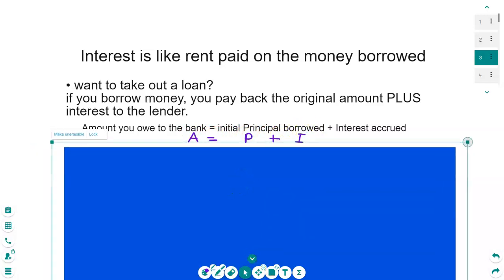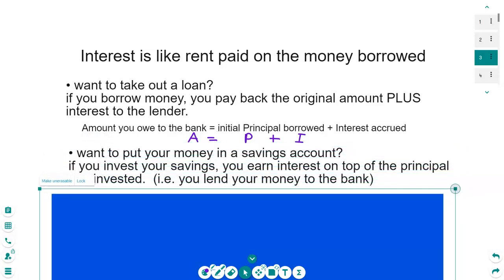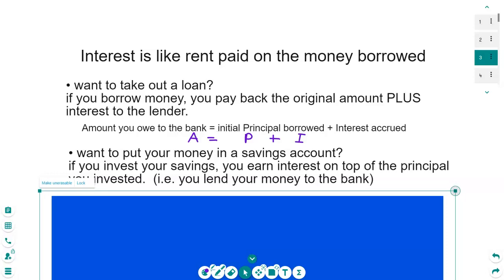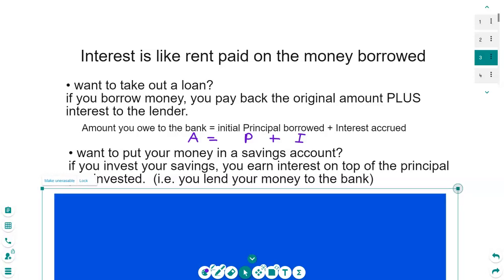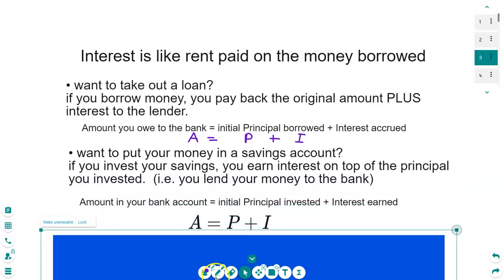Now, interest can also be good if you are investing. So if you put your money into a savings account, you can earn interest because you're lending that money to the bank. And that looks like this. So the amount in your bank account at any time is the initial principal you invest plus the interest earned. And again, that same formula, A equals P plus I. All right.